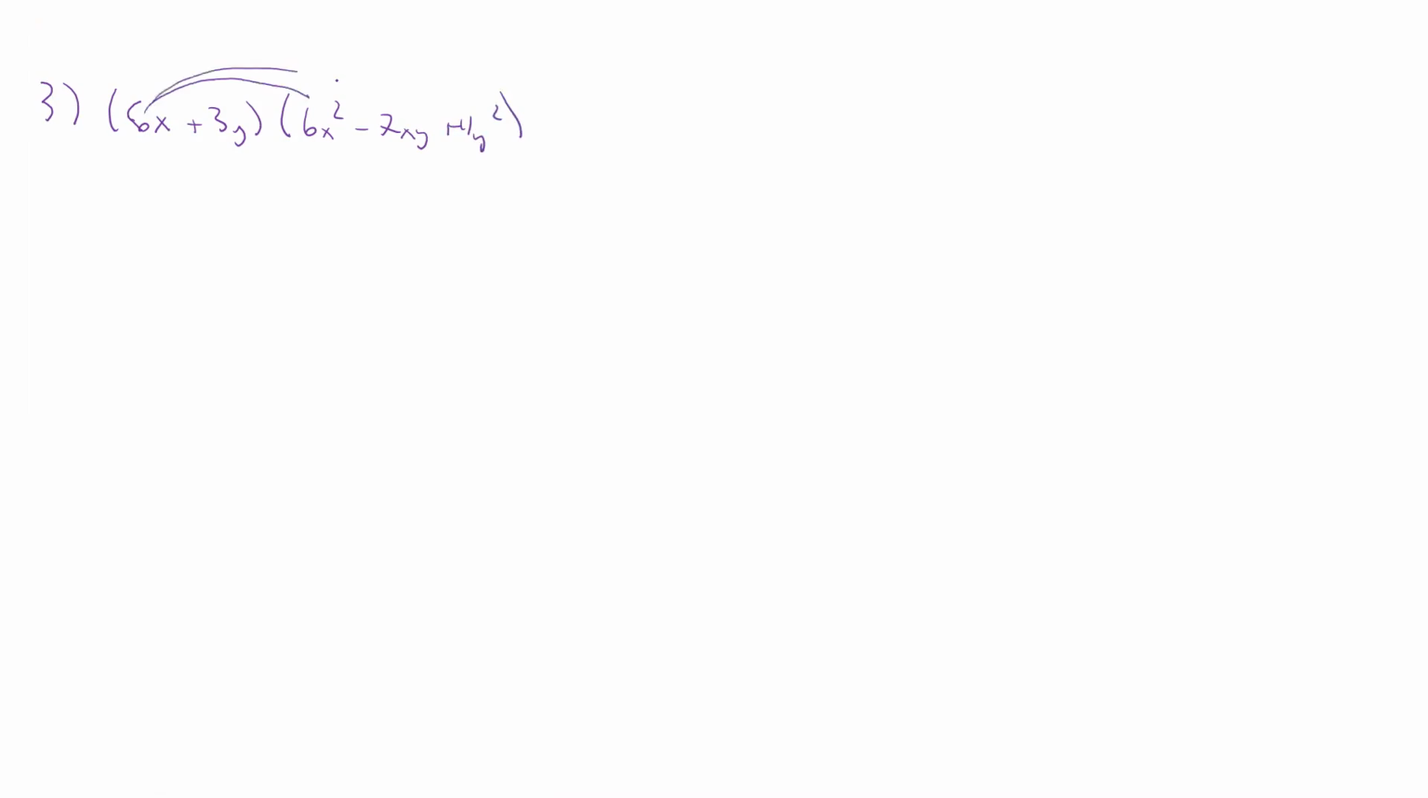So again, we're going to distribute each term of the first polynomial times each term of the second polynomial. And so when we do that, we'll have 6x times 6x squared. So that's going to give us 36x to the third. 6x times a minus 7xy, so it's going to be a minus 42x squared y. And then 6x times 4y squared, so that's going to be plus 24xy squared.